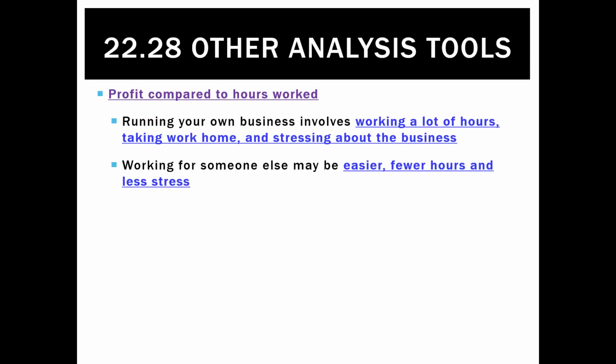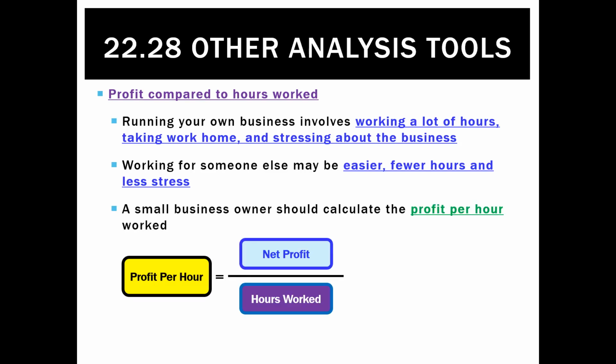Profit compared to hours worked is a really good thing to figure out because you could do anything with your life or with your money. Starting a business is one. Something else you could do is actually work for someone else. So there's less stress, probably fewer hours, but you don't have as much control. So one thing you might want to do is figure out profit per hour.